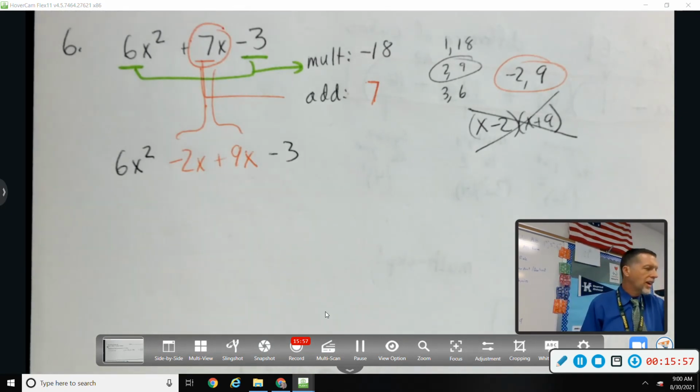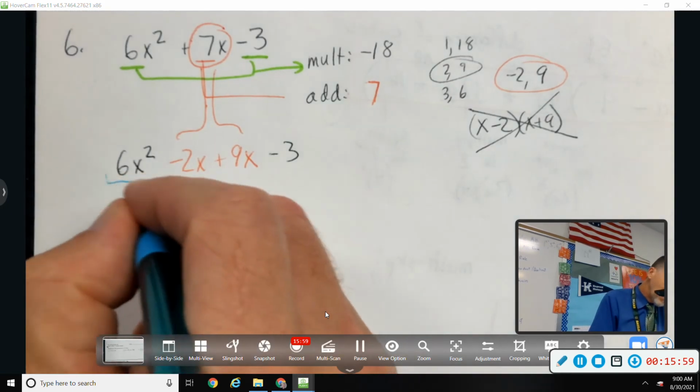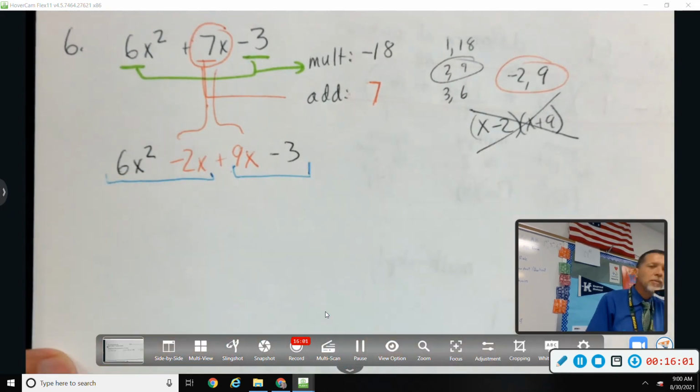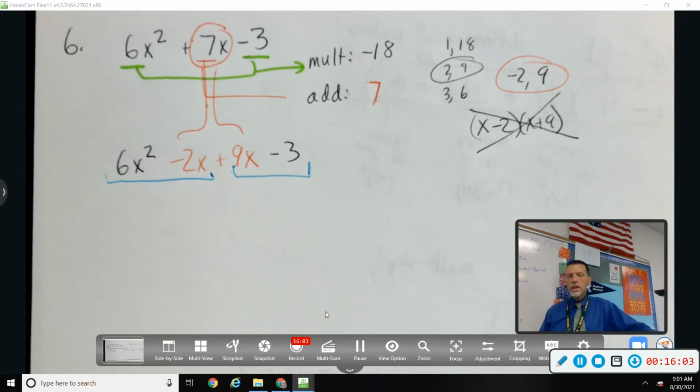The thing. The thing, yes. Do the thing. The thing where we group them. If you make it this far, it's usually pretty easy because grouping is a pretty easy way to factor.